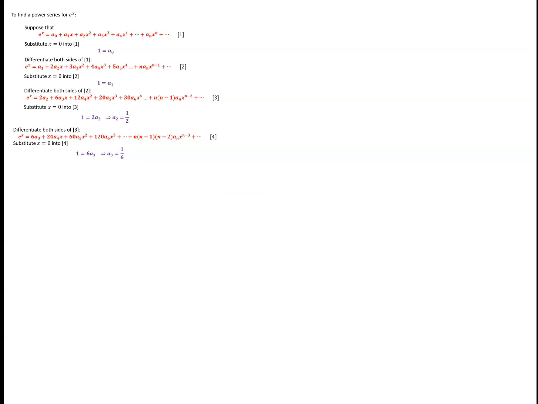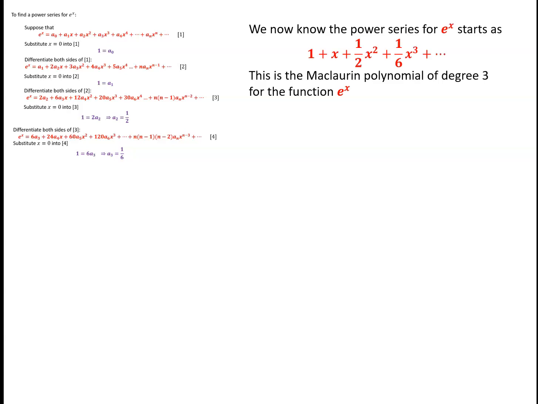So there on the top left of the screen is what we've just done. What we're saying now is that the first few terms in the power series for e^x are 1 + x + a half x² + a sixth x³, and that is the Maclaurin polynomial of degree 3 for the function e^x.